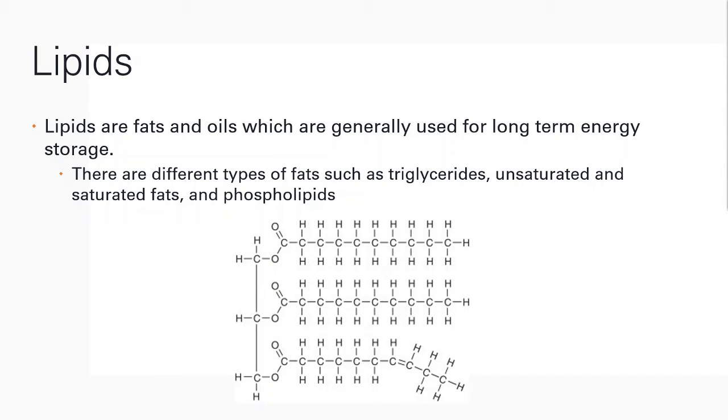Now, this is a triglyceride. A triglyceride is when 3 unsaturated or saturated fatty acids come together and bond together to create 3 large hydrocarbon chains, and they're all bonded together. And this is called a triglyceride.